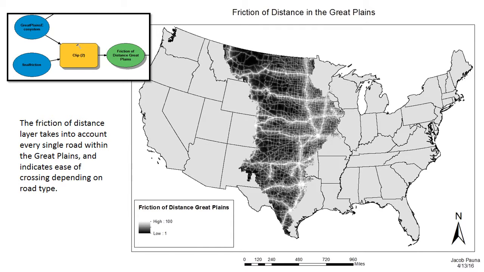The final variable that I used was this friction of distance raster. Now this was created using all the roads in the Great Plains. So in the map, the whiter looking roads would be like major highways, while the darker looking roads would be just normal streets and dirt roads. So the ideal areas would be those in black, indicating less roads. When creating a nature reserve, distance from these is ideal.